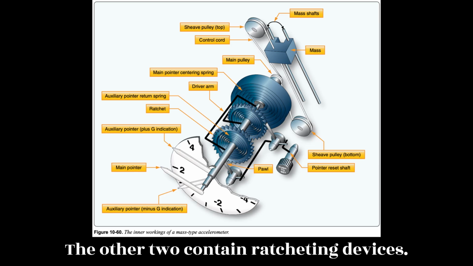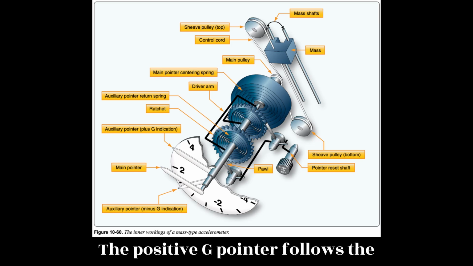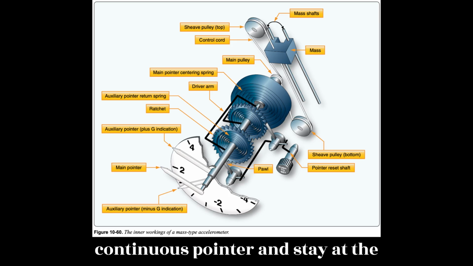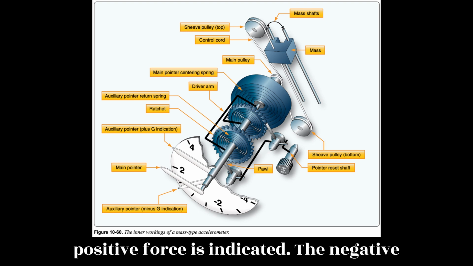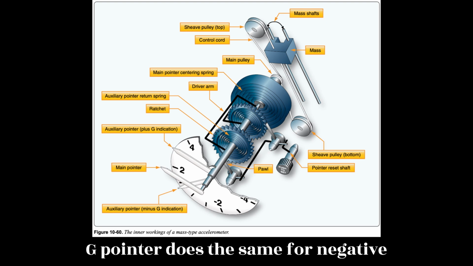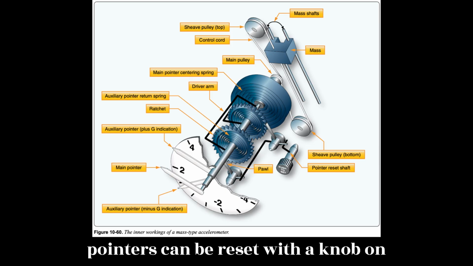The other 2 contain ratcheting devices. The positive G pointer follows the continuous pointer and stays at the location on the dial where the maximum positive force is indicated. The negative G pointer does the same for negative forces experienced. Both max force pointers can be reset with a knob on the instrument face.